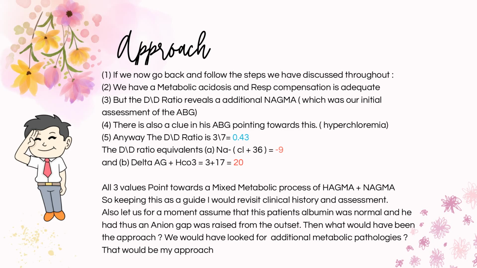Now let's say that this patient, from the outset, had a normal albumin level, then your first assessment would have been a NAGMA. Then you would have gone on to look for the delta-delta ratio, right? Then that would have pointed out an additional NAGMA. So that's what I'm trying to say. This patient's got a HAGMA plus a NAGMA, and this probably is what the authors also had in mind when they said the patient's got a compensated metabolic acidosis, but I've just gone on to explain an additional step. That's all. Okay, thank you.